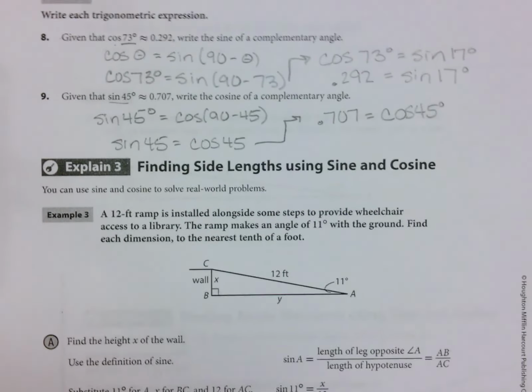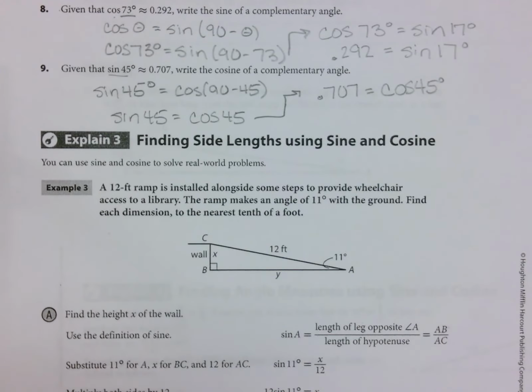So at the bottom of page 944, there's a sketch. It says a 12-foot ramp is installed alongside some steps to provide wheelchair access to a library. The ramp makes an angle of 11 degrees with the ground. Find each dimension to the nearest tenth of a foot.